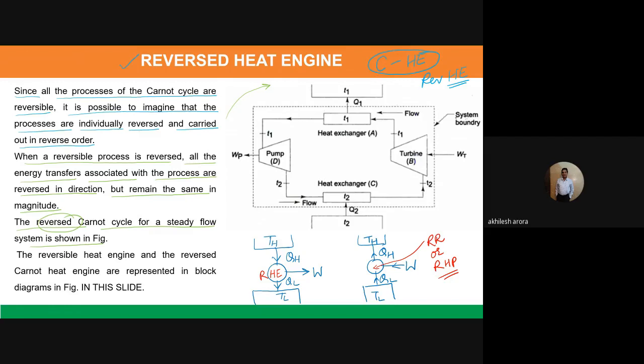We can start from this particular point. If I say this is point number 4, this is point number 1. What is happening in this particular case? In the previous case, the heat exchanger C was rejecting heat to the sink. Now we have the sink here. I can call this temperature TL, and I can call this Q2 as QL. This heat is entering into the heat exchanger, and then it is moving in the anti-clockwise direction.